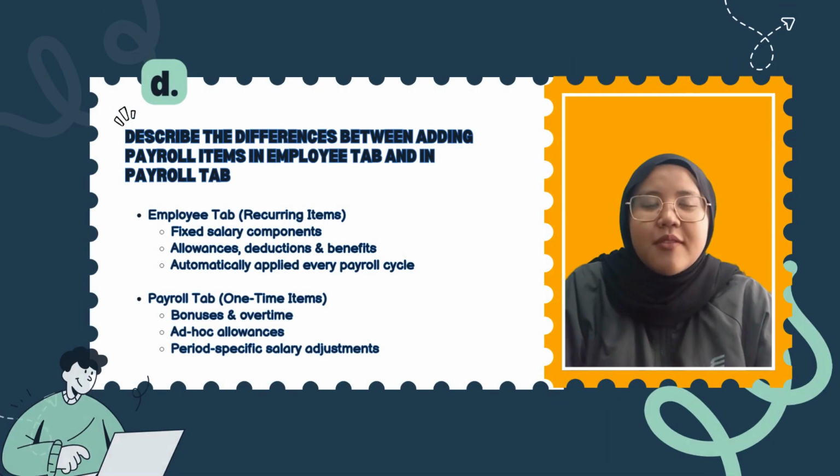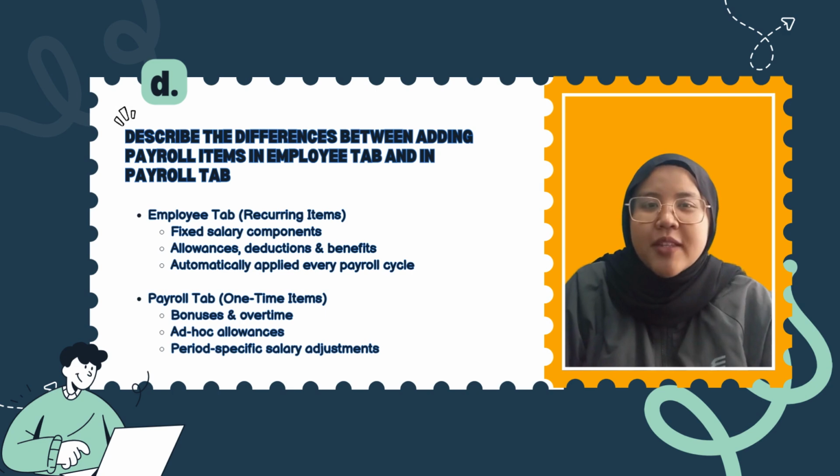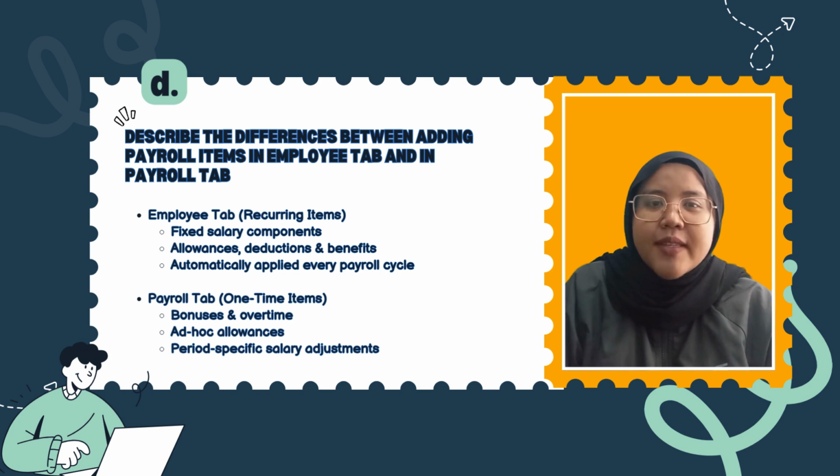Payroll Panda differentiates between recurring and one-time payroll items through its employee and payroll tabs. The employee tab serves as the foundation for an employee's standard pay structure, where permanent salary components like fixed allowances, regular deductions, and recurring benefits are configured. These items automatically populate in every subsequent payroll cycle. Meanwhile, the payroll tab handles variable or exceptional payments that are specific to individual pay periods, such as monthly bonus, overtime compensation, and ad hoc allowances or salary adjustments. This distinction ensures that standard compensation remains consistent while allowing flexibility for period-specific payments.